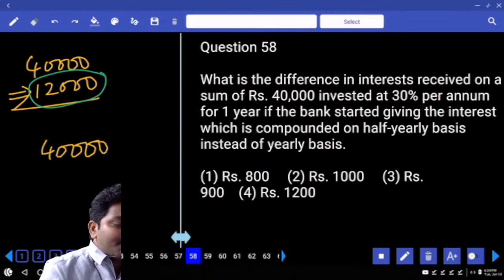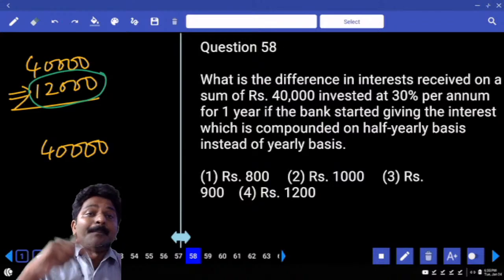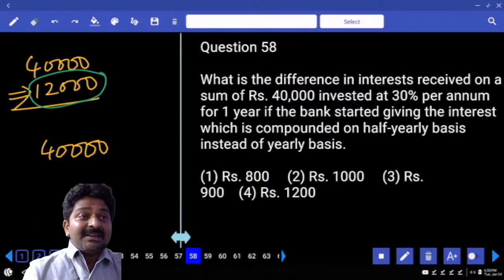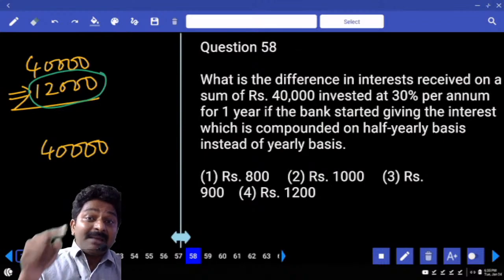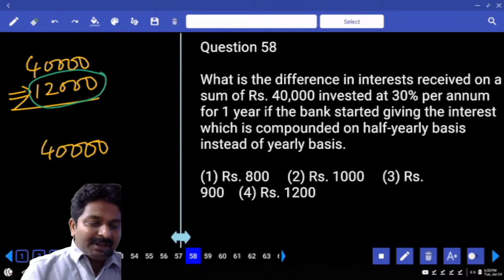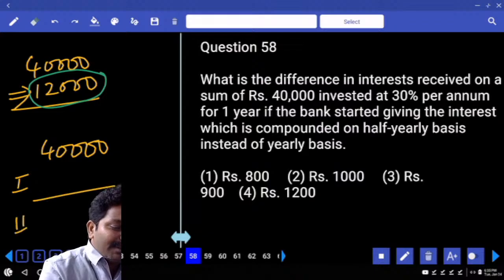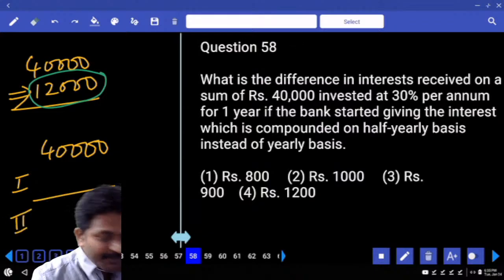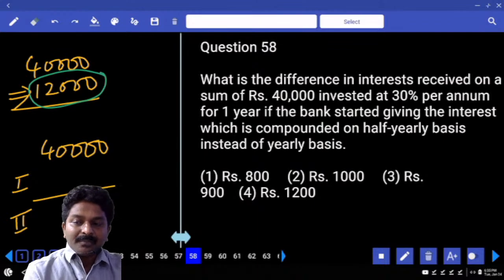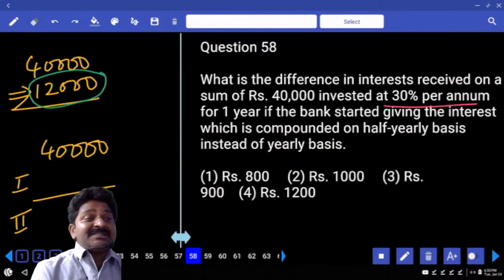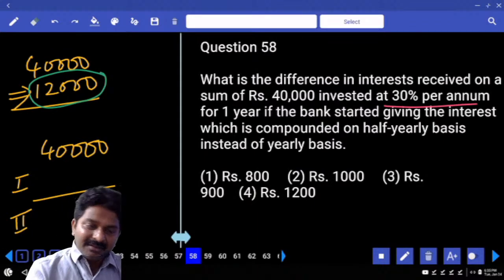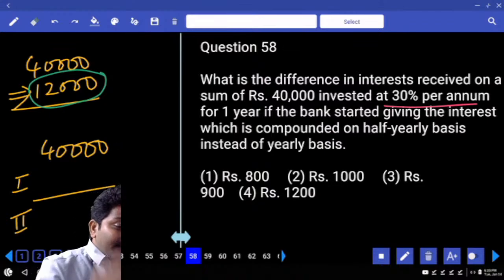Let me write the principal. If it is compounding on a half yearly basis, in a year, how many times do we have to compound it? 2 times. So first time I am doing it, then finally I will do it for the second time. Is that okay? Right. So now, yearly if the rate of interest is 30%, half yearly, what is it? 15%.